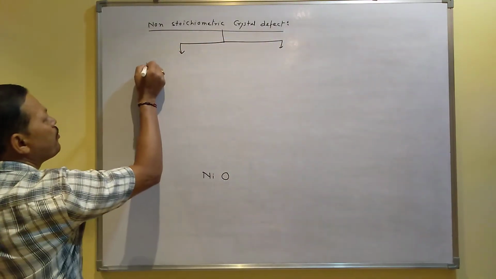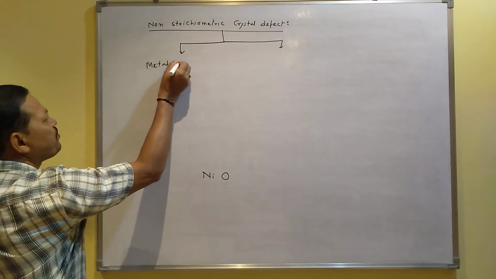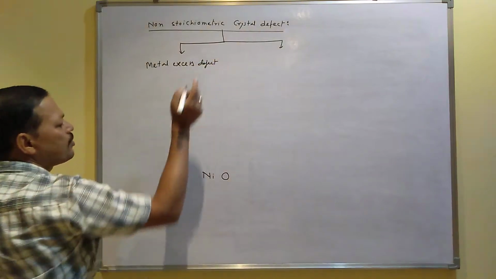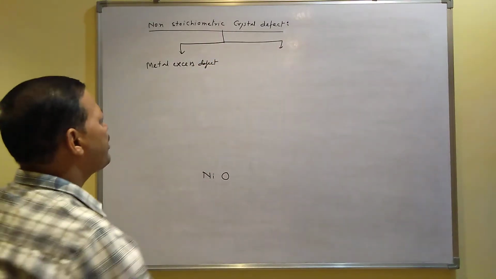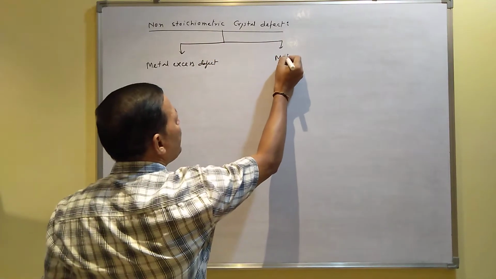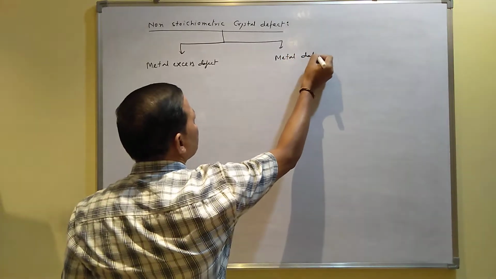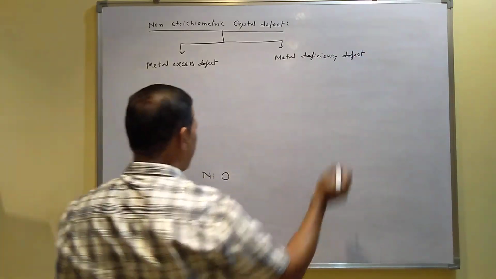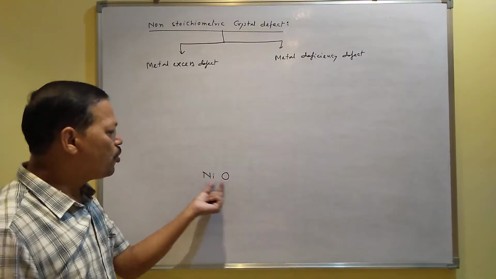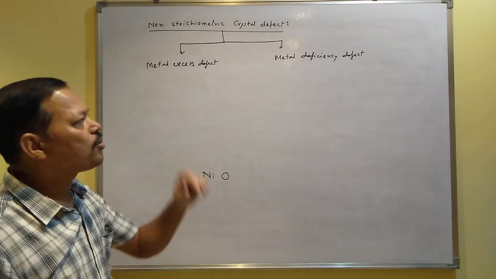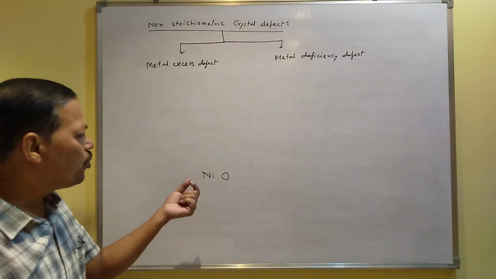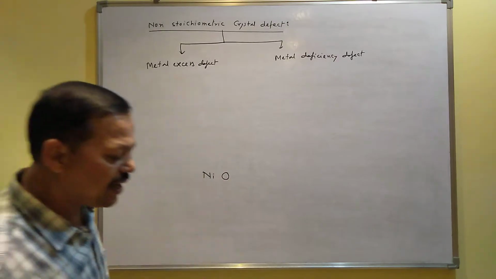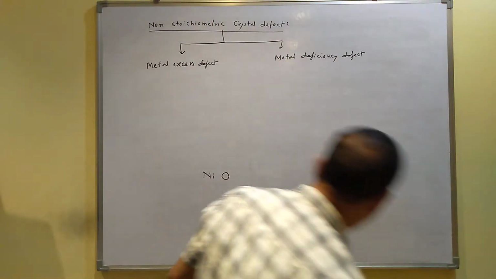One is called metal excess defect, in which positive ions will be more, and one is called metal deficiency defect. I mean, when anions are more and cations are less, then it is called metal deficiency defect. And you know, in ionic compounds only metal and non-metal are present. That's why it is called metal excess or metal deficiency defect.